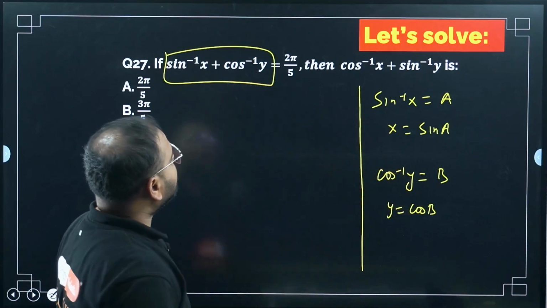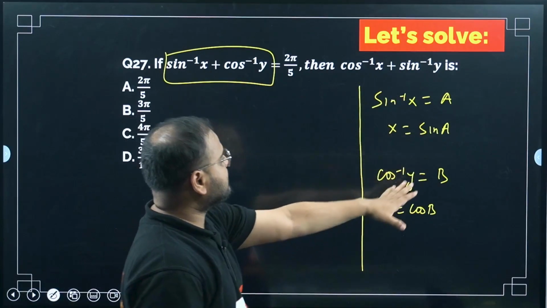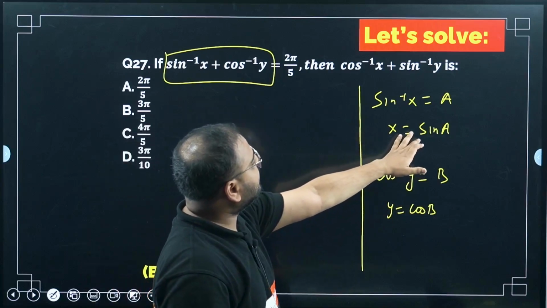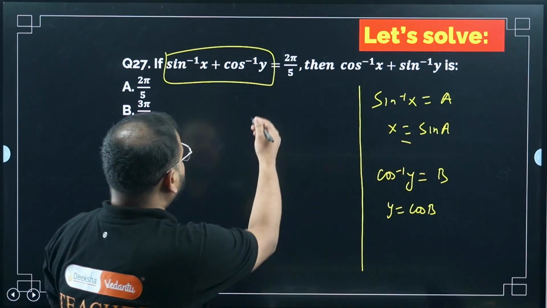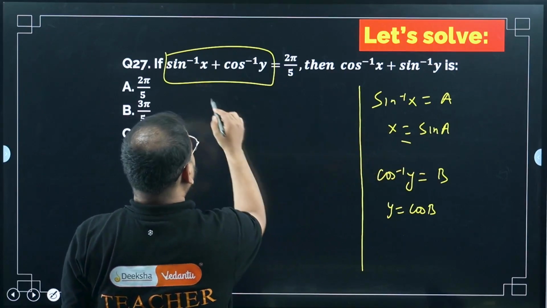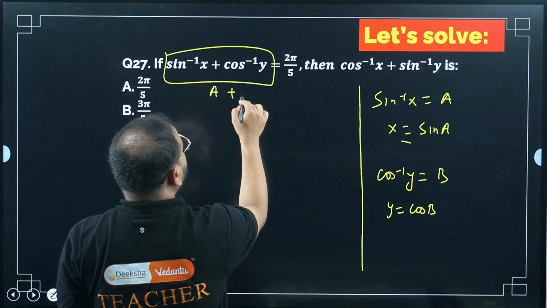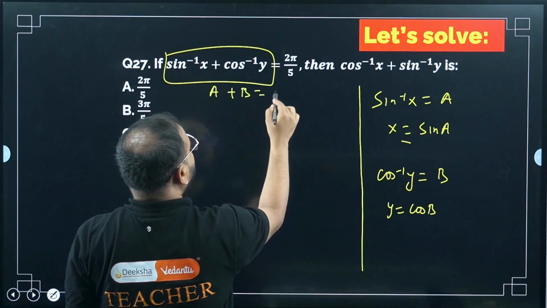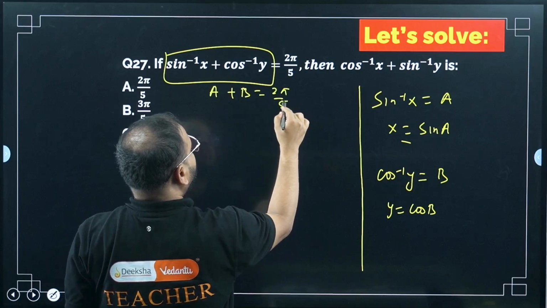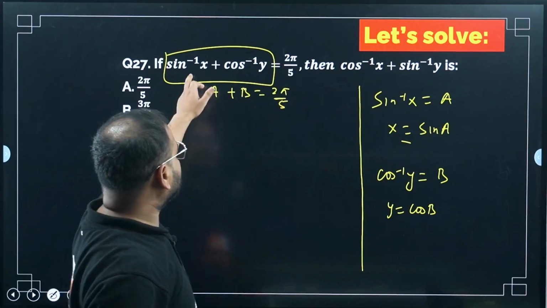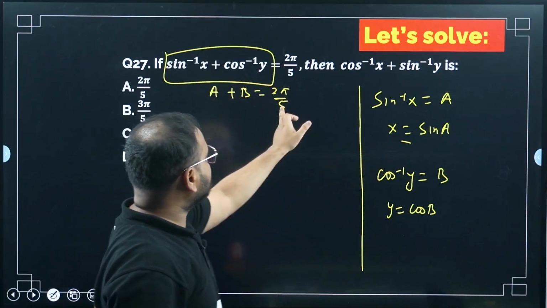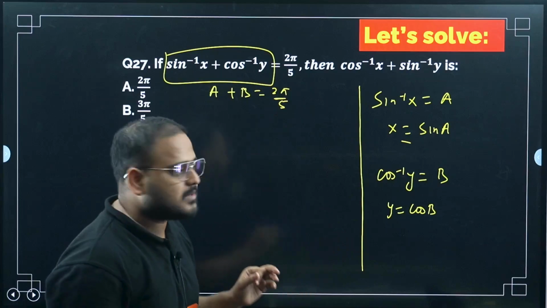Okay, now we are looking to find cos inverse of x. How can I write this? And one more thing, we can write from here only. Sine inverse of x is what? A. So I can write from here A plus B is equal to 2 pi by 5. This is the given condition. I've taken this as A, this as B. So A plus B is 2 pi by 5.